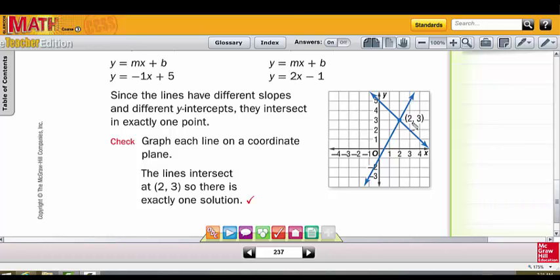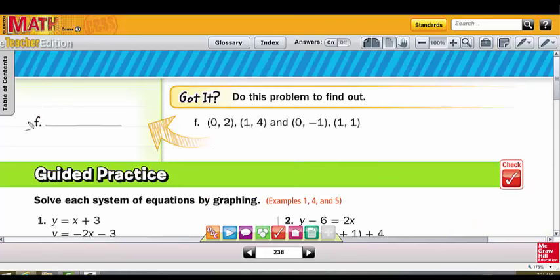Our next lesson will show you how to calculate these things algebraically, which is the best proof. Please press pause and do letter F.